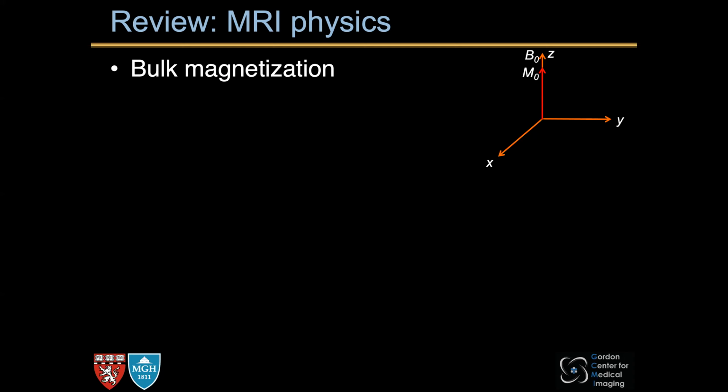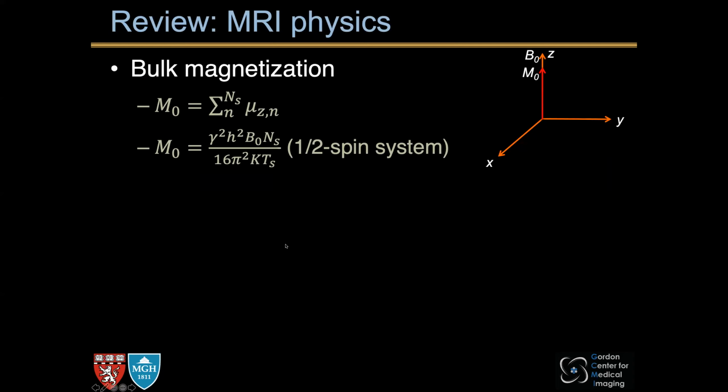static uniform external magnetic field applied in the z direction. The orientation of the spins tends to align with the direction of this external magnetic field. That is because the spins that are parallel to the external magnetic field have smaller potential energy than those anti-parallel to the field. As a result, the net magnetization along this z direction is not zero anymore. It is this bulk magnetization vector that gives us the NMR signal.